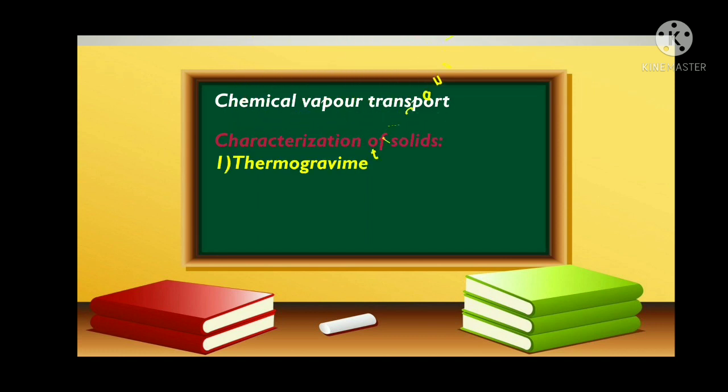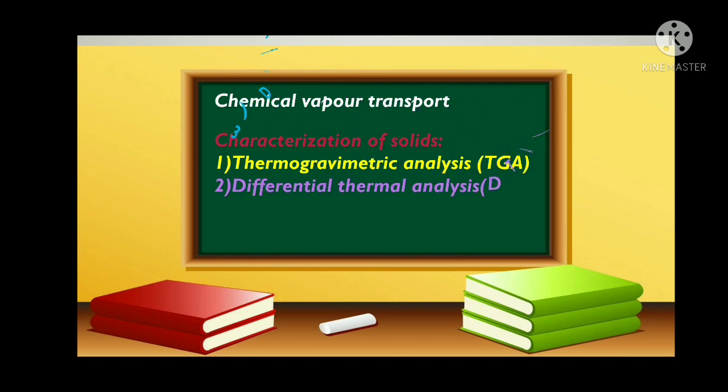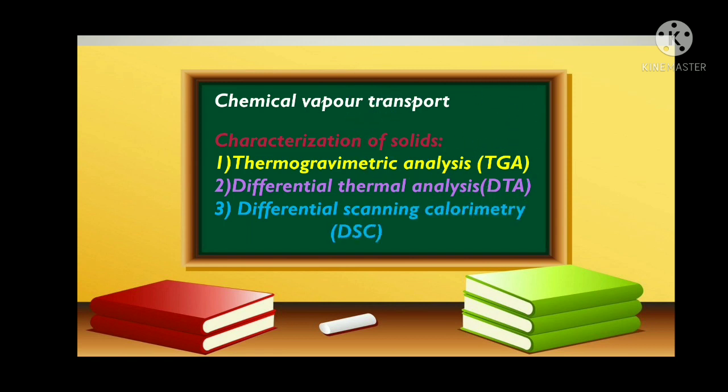The first technique is thermogravimetric analysis, in short called TGA. The second technique is differential thermal analysis, in short called DTA. The third technique is differential scanning calorimetry, in short called DSC. After that, we have to study some of the electrical and magnetic properties of solids. In electrical properties, we study the band theory of solids, and extrinsic and intrinsic semiconductors.